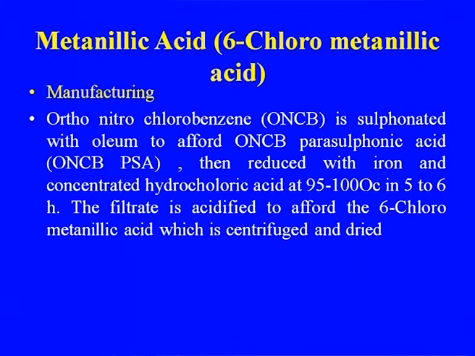This is the manufacturing process for the methylic acid. Orthonitrochlorobenzene is sulfonated with oleum to have the ONCB parasulfonic acid, then reduced with iron and concentrated hydrochloric acid at 95 to 100 degrees centigrade in 5 to 6 hours. The filtrate is acidified to have the 6-chloromethylic acid, which is centrifuged and dried.